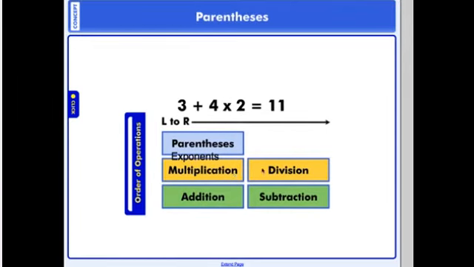Third, we do multiplication and division. And if there's both multiplication and division, or if there's more than one, remember we work left to right. And then lastly, we do the addition and subtraction. And if there's both addition and subtraction, or if there's more than one, we work left to right.